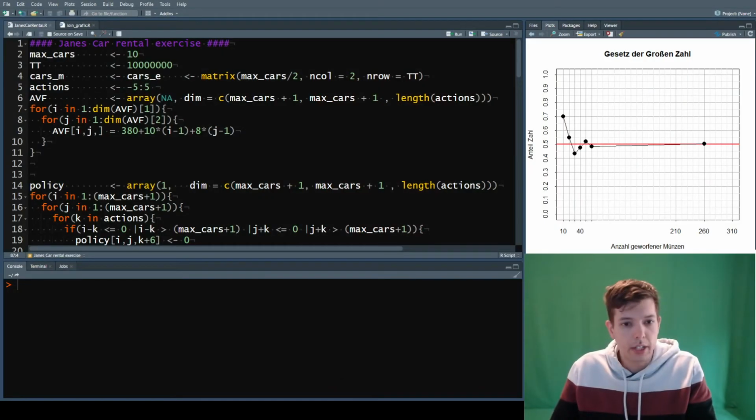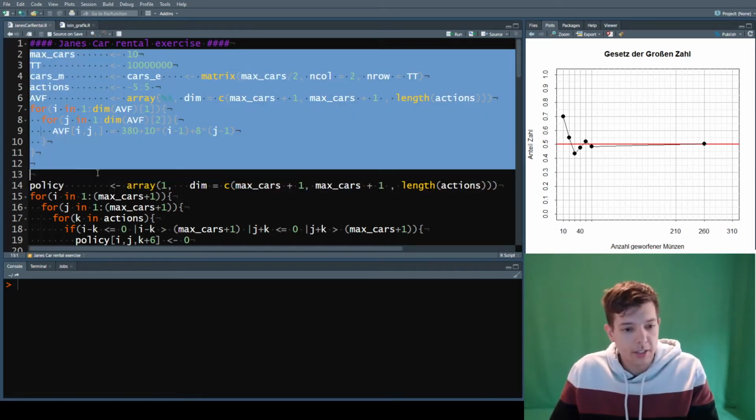exercise. So if you haven't finished the code, you can either complete the code yourselves then, or download the code which is on the LearnWeb and work with this code on the next exercise. All right, the code for the Jane's car rental exercise is the following. I hope that you can read everything.